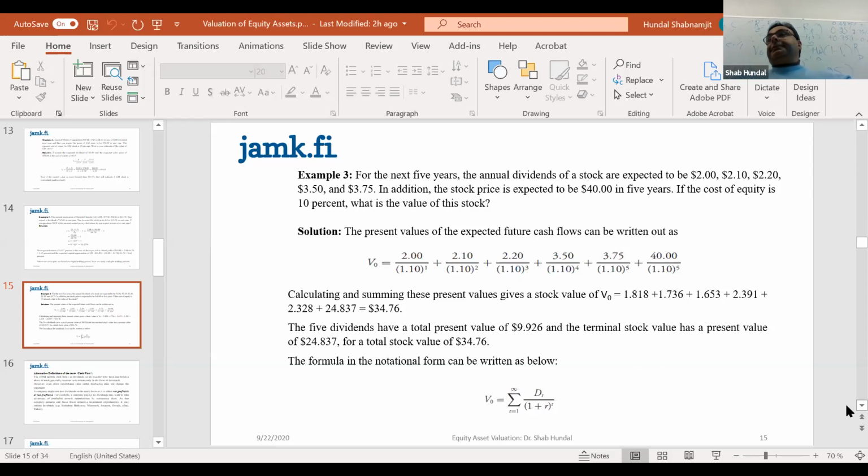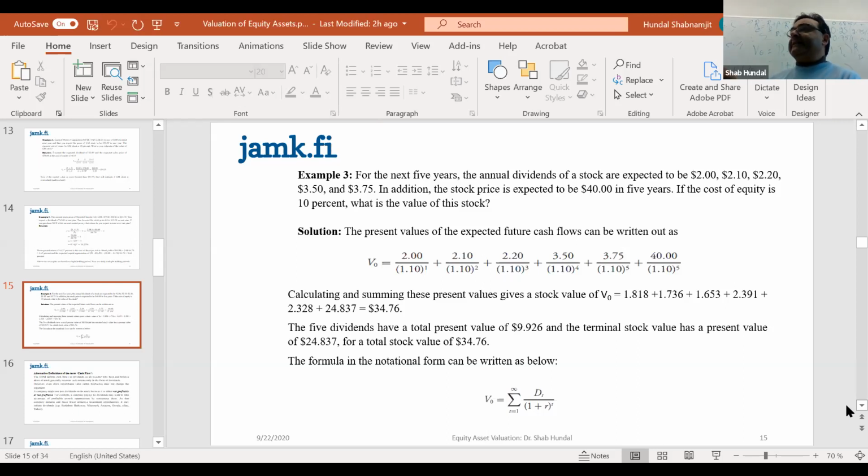Now we have a 5-year period, and you have D1, D2, D3, D4, D5. In addition, the stock price is expected to be $40 in 5 years. So it means your P5, the price in the 5th year, is also 40. And the cost of equity is 10%.